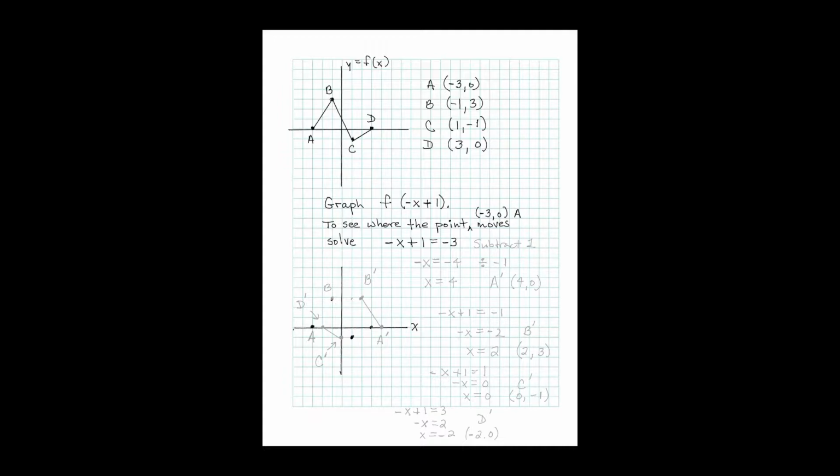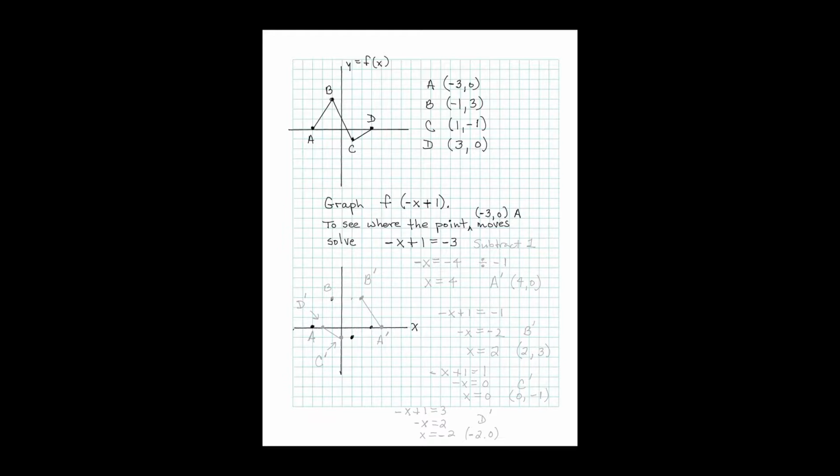Now the order of operations would tell you that you would negate x first. And negating x means there is a reflection across the y-axis because a positive x would become negative and a negative x would become positive. But this is complicated a little bit by the fact that we are also going to add 1 to what we get after we would negate the x.